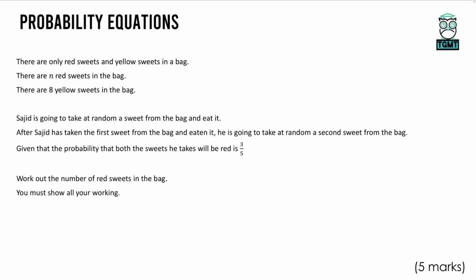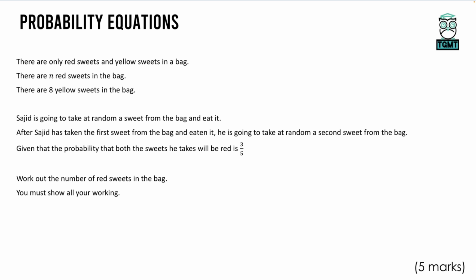But this one here says that there are n red sweets in a bag and 8 yellow sweets in a bag. It says one of the sweets is going to be taken from the bag, eaten, and then a second sweet is going to be taken. Given the probability that both sweets will be red is 3 out of 5, we need to work out the number of red sweets in the bag.